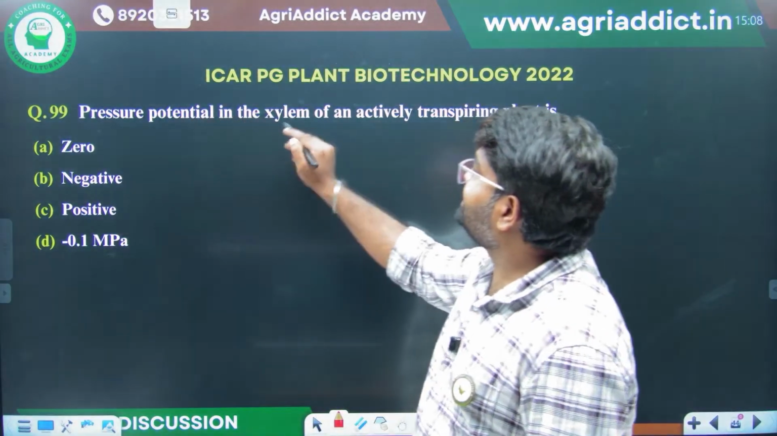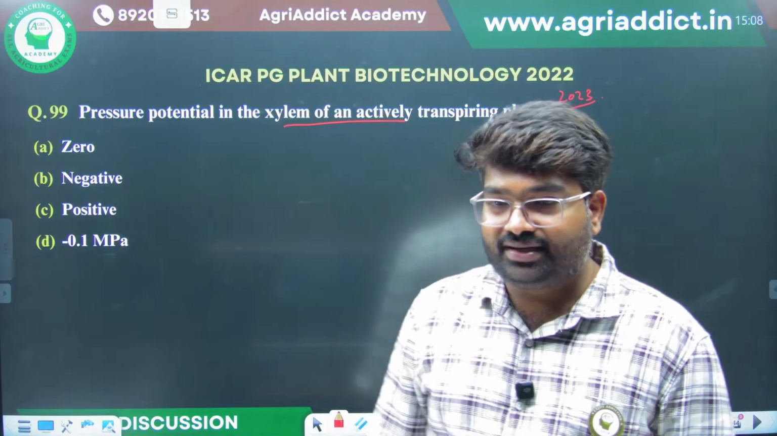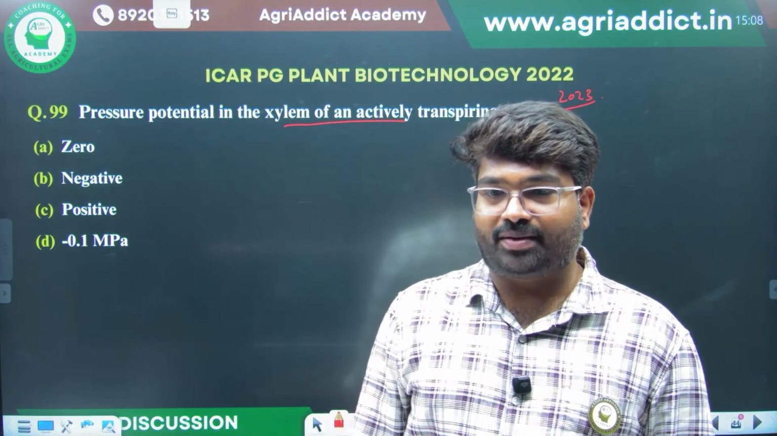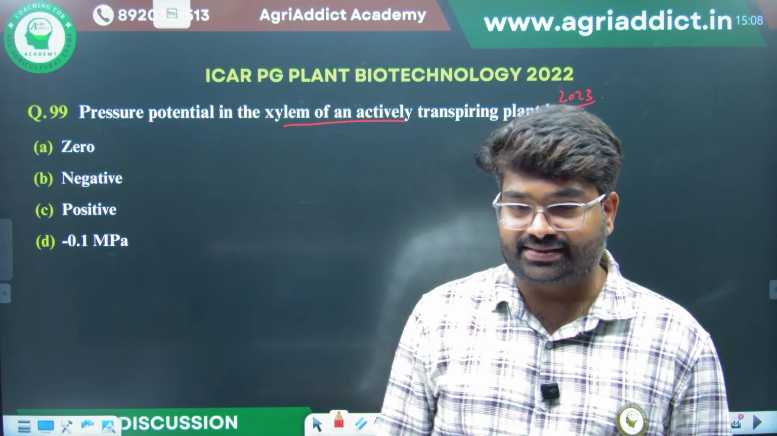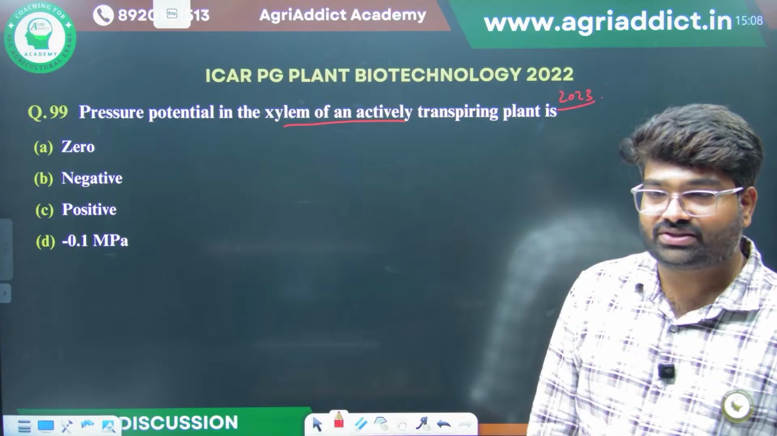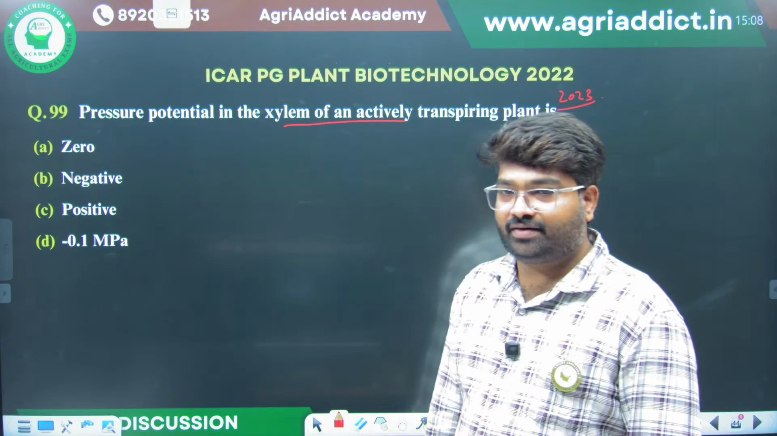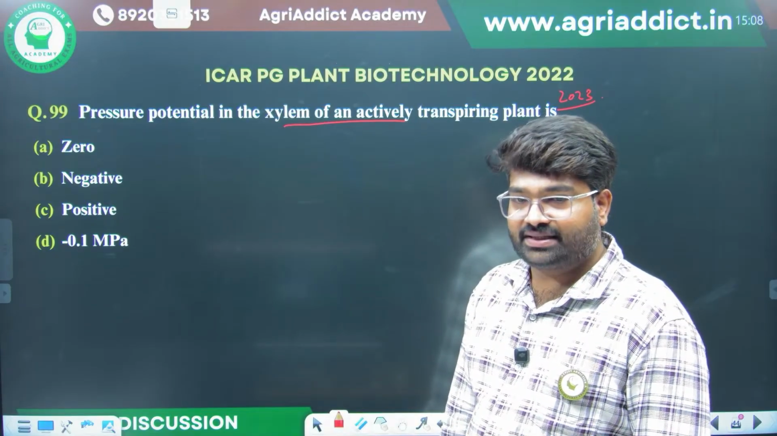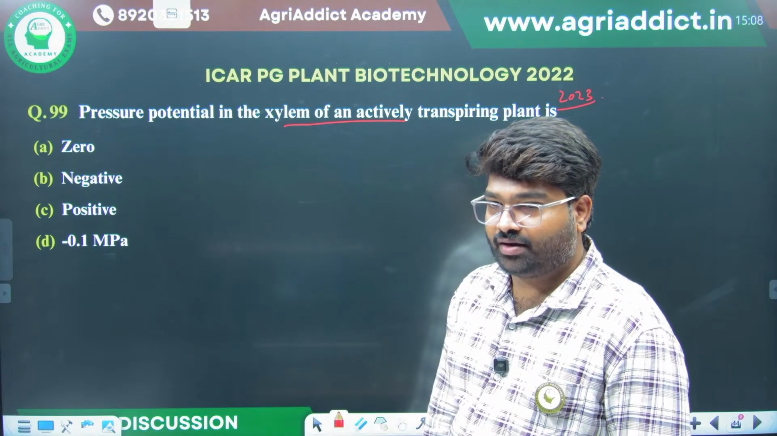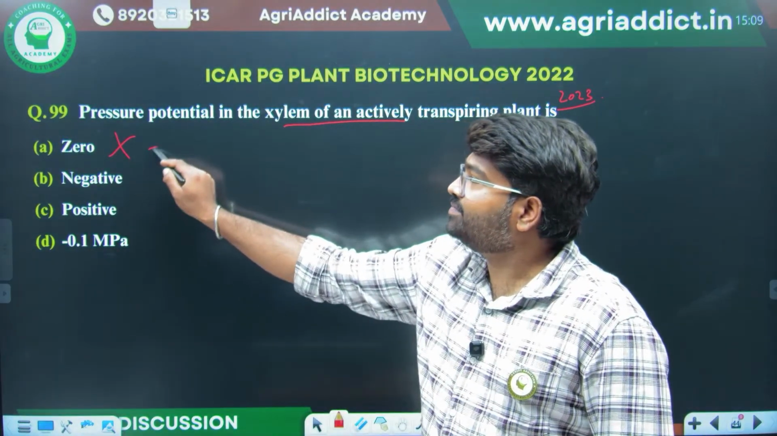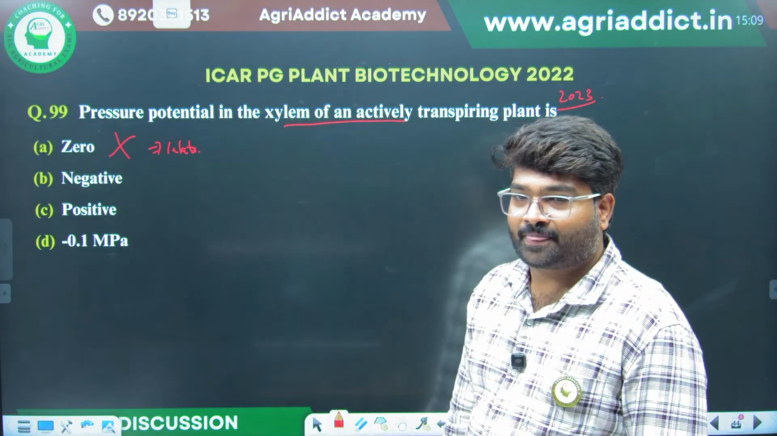Pressure potential in the xylem of an actively transpiring cell. This you have to answer. This we have already discussed in the 2023 question paper. Pressure potential in the xylem of an actively transpiring plant: whether it will be 0, negative, positive or minus 0.1 megapascal. What will be the answer? No, it will not be 0. Zero potential will be there only for pure water, that is the maximum water potential.